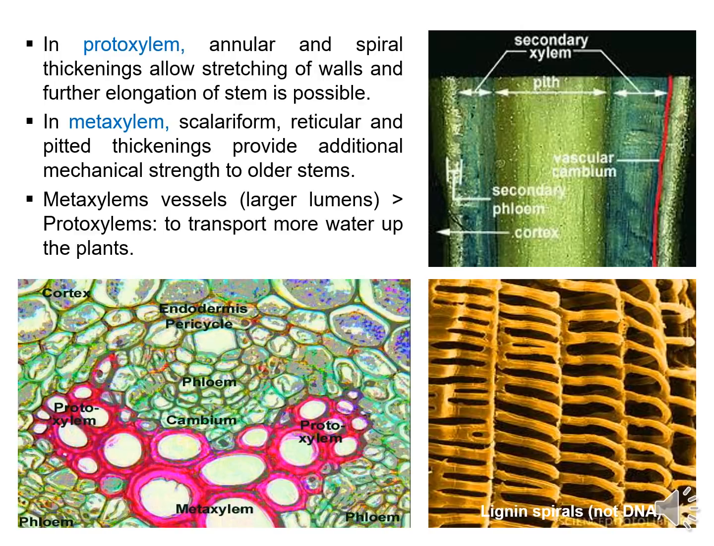And within this slide, you can also see the location of protoxylem as well as the metaxylem in the microscopic features above and below, where you can see in the red stain of the microscopic features showing the protoxylem and also the metaxylem. They are distinguished by the size of the lumen or the size of the vessel.